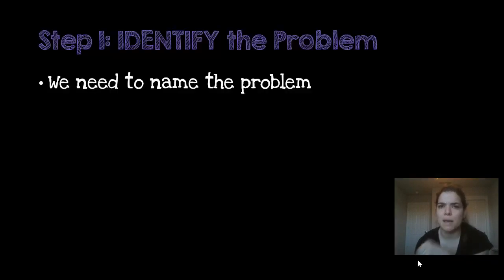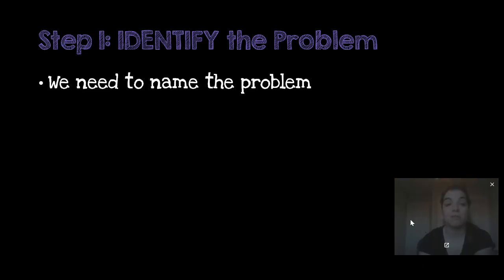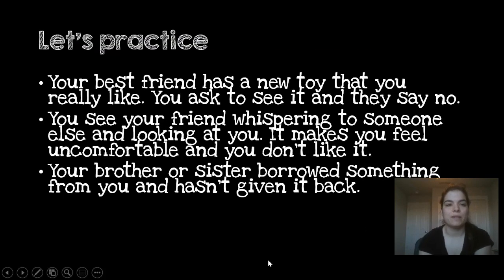So, what's step 1? We said there are 5 steps. Our first step is to identify the problem. Do you know what identify means? Identify is kind of like a science word. It means that we need to name the problem. We need to identify it by naming it and saying, that's it right there. That's the problem. Now we're going to practice identifying the problem. We're just going to practice naming the problem and saying, yep, that's it. That's the problem. So let's try one.